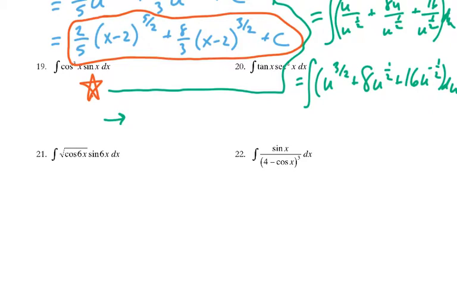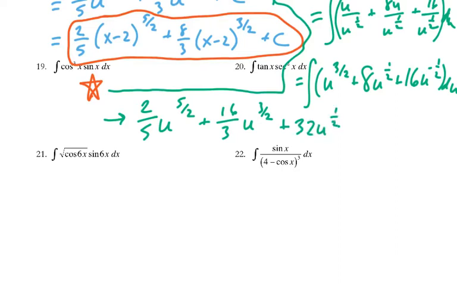All right, the antiderivative, let's add our power, do the reverse power rule, and I get, how about 2/5 u to the 5 halves plus, this looks like 16/3 u to the 3 halves, and then plus 32 u to the 1 half plus c, because it's an indefinite integral.